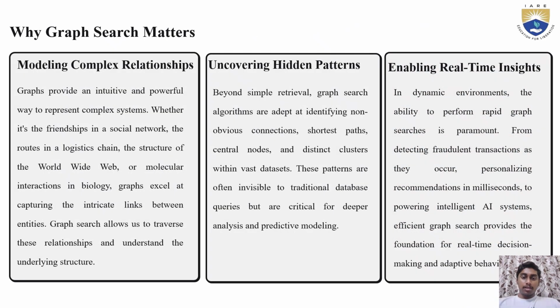Graph search algorithms are adept at identifying non-obvious connections, shortest paths, central nodes, and distinct clusters within vast datasets. These patterns are often invisible to traditional database queries but are critical for deeper analysis and predictive modeling, enabling real-time insights. In dynamic environments, the ability to perform rapid graph search is paramount. From detecting fraudulent transactions as they occur, personalizing recommendations in milliseconds, to powering intelligent AI agent systems, efficient graph search provides the foundation for real-time decision making and adaptive behavior.